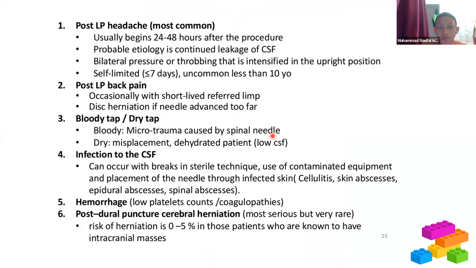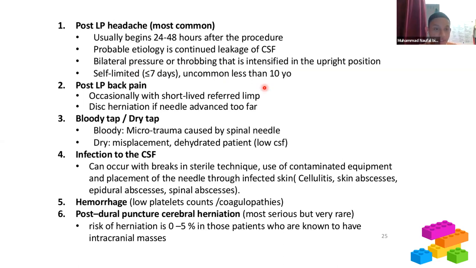The first one is post lumbar puncture headache, which is the most common complication, and it usually begins 24 to 40 hours after the procedure. The probable etiology is continued leakage of the CSF. The headache is usually bilateral and throbbing, intensified in the upright position, and it is usually self-limited, resolving in less than 7 days, and it is uncommon under 10 years old.